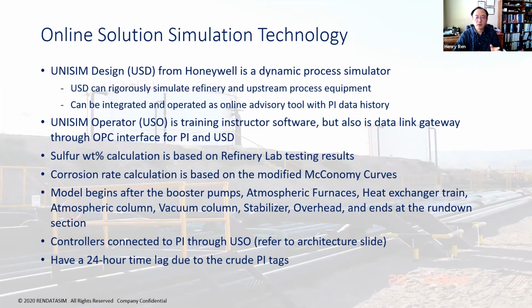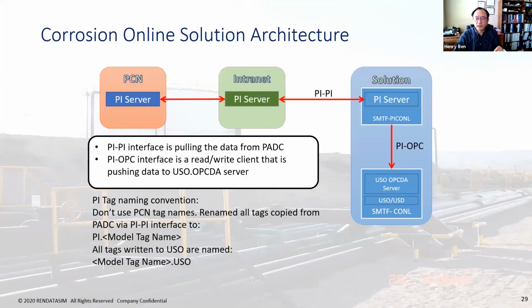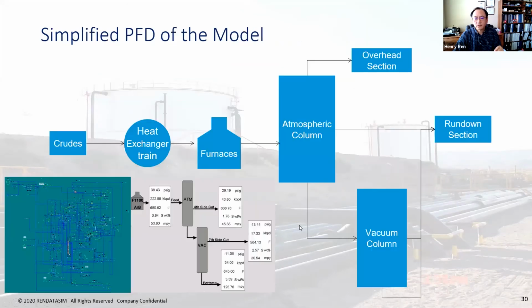refinery process simulation, but we're adding the software calculations in the feed stream based on the lab testing, and using the Kami curve. Basically, this is a kind of corrosion curve provided by the corrosion engineer, and we put it in the model and tie into the PI database. This is the architecture, a process to calculate all those corrosion rates.